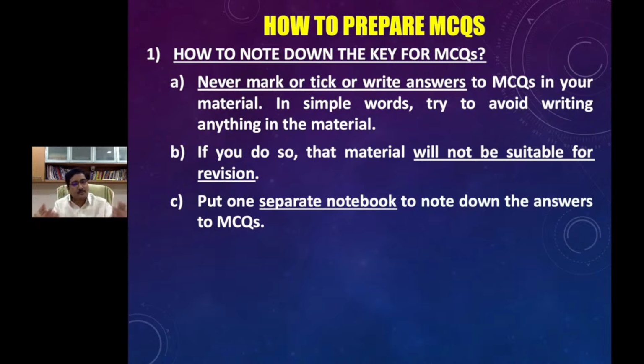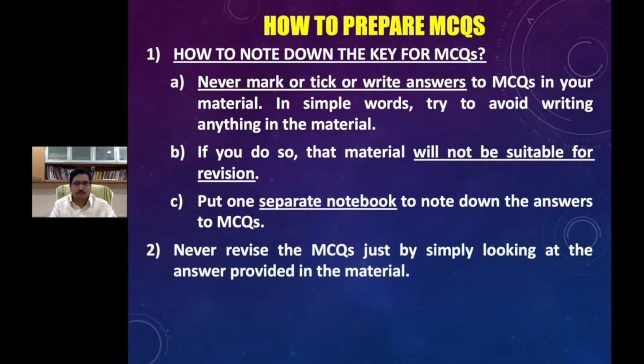Your material should remain blank. So in simple words, try to avoid writing anything in the material. If you do so, that material will not be suitable for revision. What you need to do is put a separate notebook, note down the chapter name. So question number 1, option C, question number 2, option D, question number 3, option A. Whatever the right option is, you note it down in a separate notebook and don't write anything in the material. Never revise the MCQs just by simply looking at the answer provided in the material.